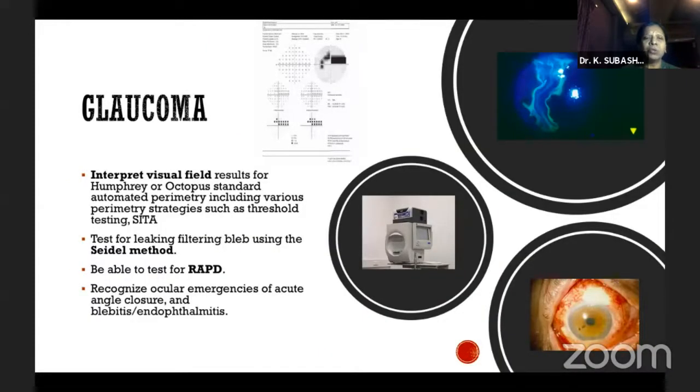The trainee also should know to interpret visual field results with Humphrey or Octopus, whichever is available in the institute, and should know the strategies that are used. With regard to the bleb, they should know to look for a leaking bleb using the Seidel's method, should be able to test for RAPD to recognize asymmetric glaucoma, and recognize other ocular emergencies like acute angle closure, blebitis, and bleb-associated endophthalmitis.